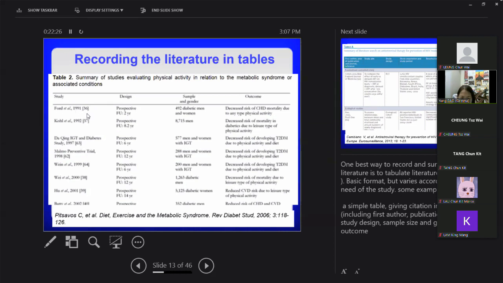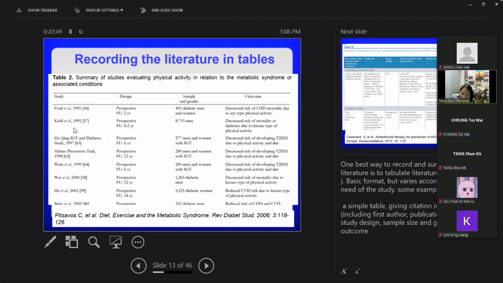That means this article was published in 1991. And what does this mean? This means the reference number. So the reference number is 36. So you roll down to the reference part at the number 36. You could find this article. So the design is a prospective study design.